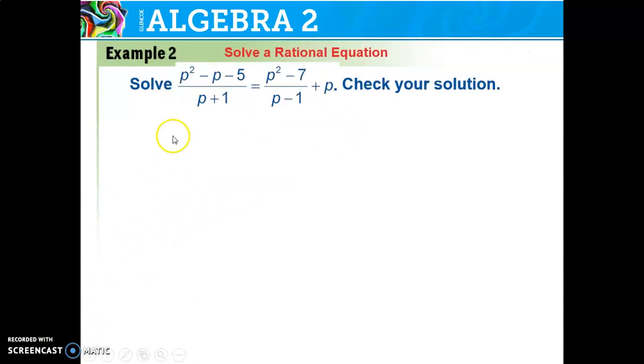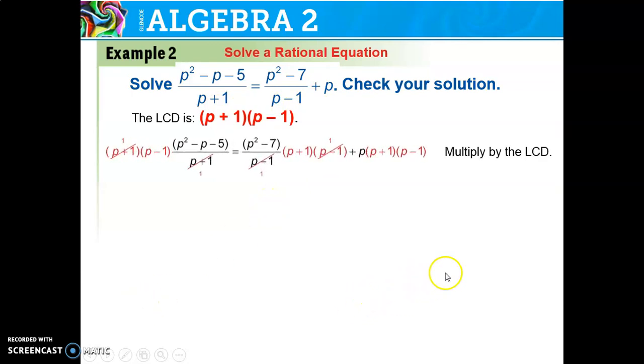Okay, here's another rational equation. Let's take a look and think about what do you think the LCD is here? Well, there's two denominators, p plus 1 and p minus 1, so we'll use that as our least common denominator. So we're going to multiply everything times p plus 1 times p minus 1, every single term, all three of them. So here the p plus 1s cancel, here the p minus 1 cancels, here nothing cancels.